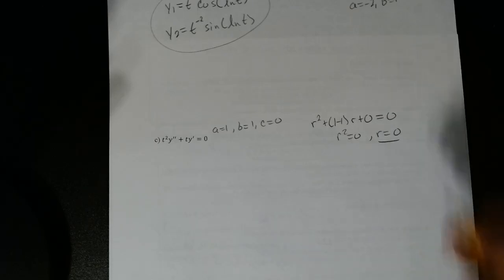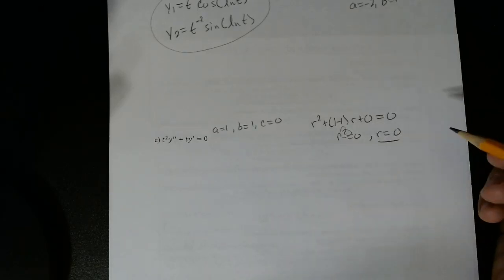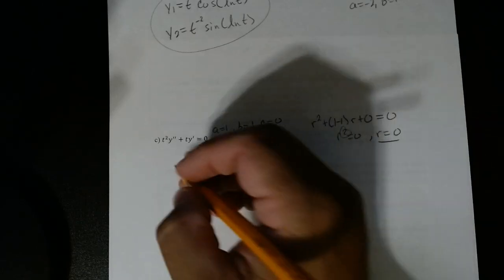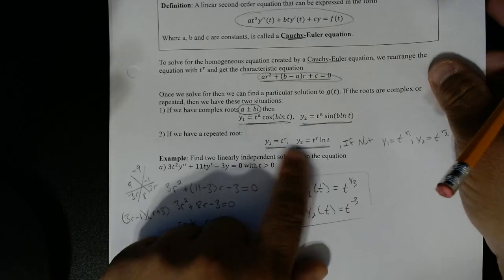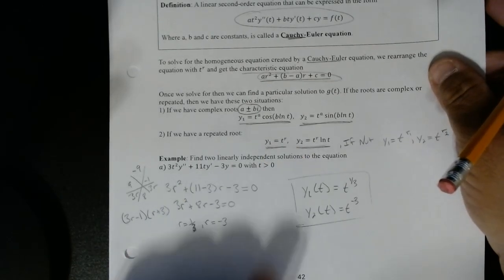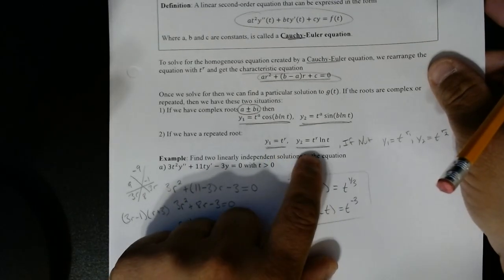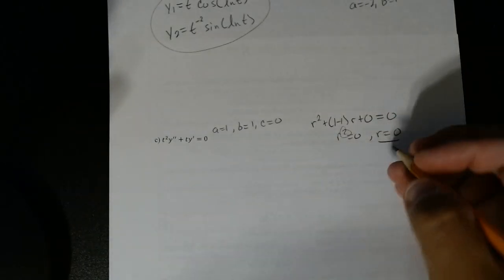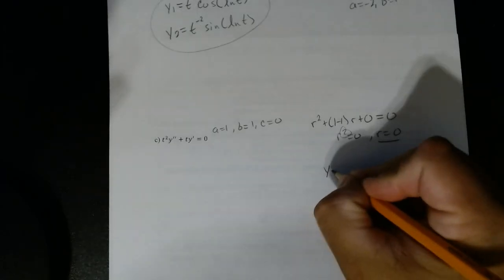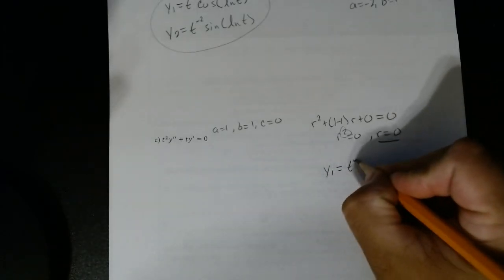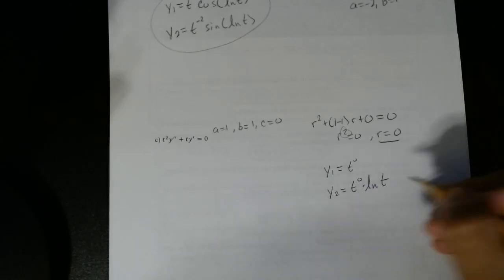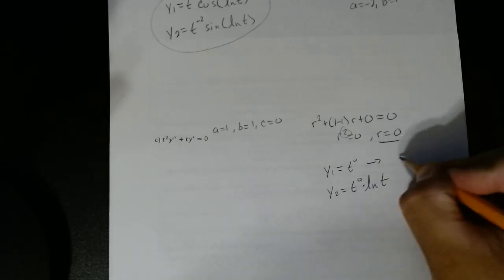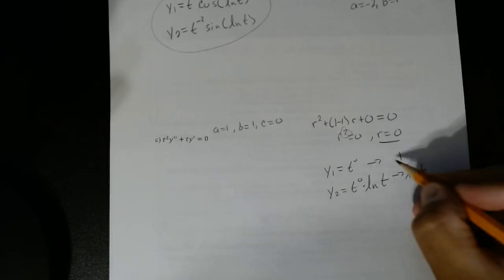Okay. Now the best part is it's actually repeated, technically, right? So we do have a repeated root. So according to our equation, repeated roots look like that. So t to the 0 and t to the 0 times ln of t. So in shorthand, 1 and ln of t.